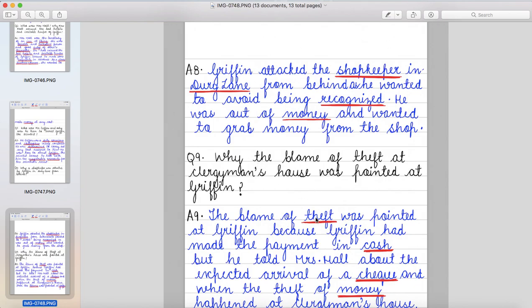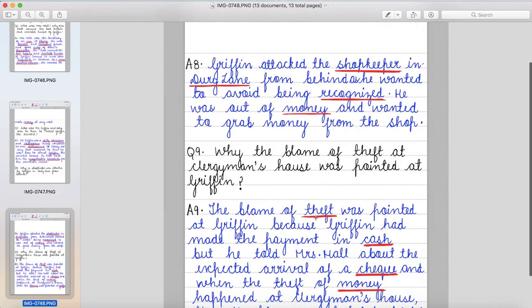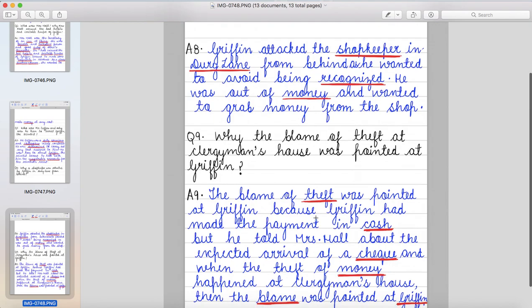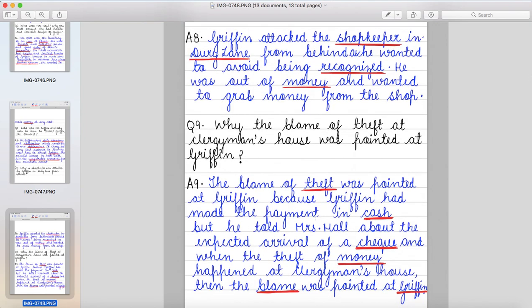Okay, now question number 9. Why the blame of theft? Theft means chori. Okay, why was the blame of theft at the clergyman's house pointed at Griffin? Okay, so the answer is the blame of theft was pointed at Griffin because Griffin had made the payment in cash, but he told Mrs. Hall about the expected arrival of a check, and when the theft of money happened at the clergyman's house, then the blame was pointed at Griffin. Okay?